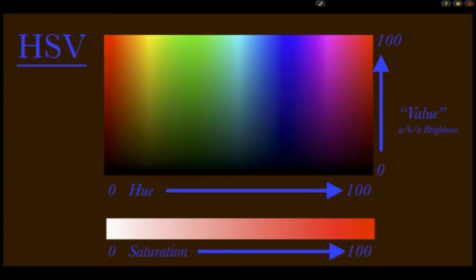HSV has an axis called saturation, but unfortunately it isn't the same as HSL's saturation. Provided that value is set to 100, the saturation scale runs from pure white at 0 to pure color at 100. If neither saturation nor value is 100, you get grays and grayish tones.